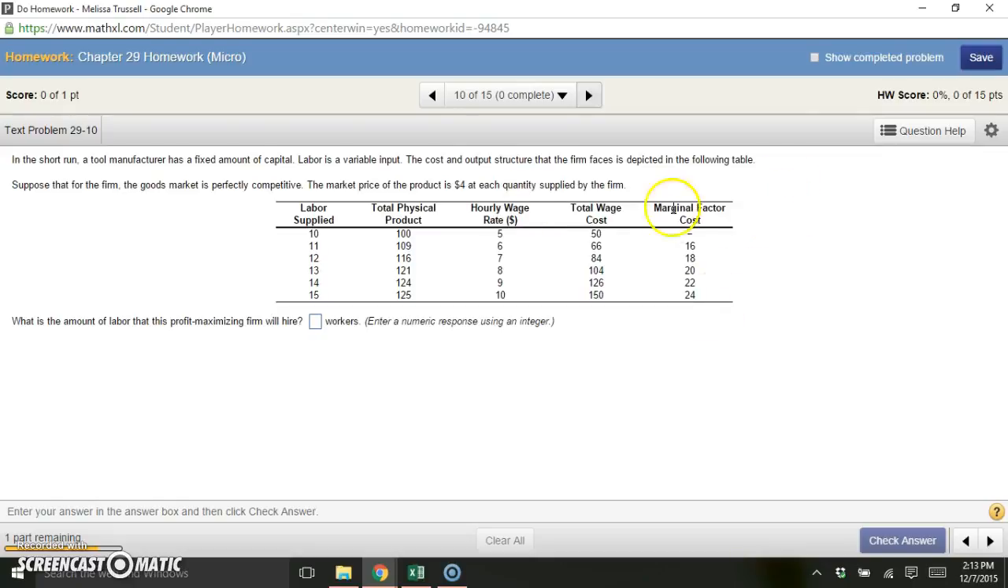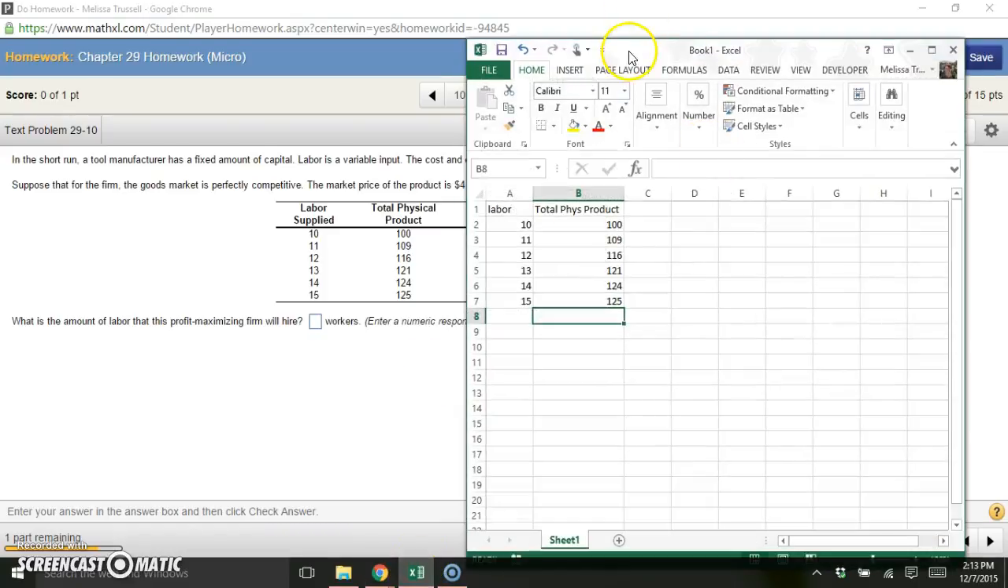So we're already given our marginal factor cost, so we don't have to do any calculating for that. The table gives us that. What we do need to calculate, though, is our marginal revenue product for each worker. I'm going to use Excel to help me calculate this. You can do it on paper with a pen, of course.